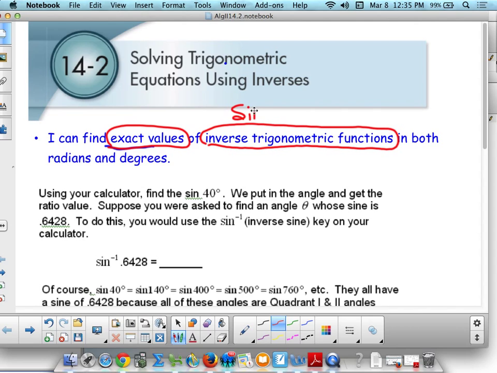I'm going to ask you this question. Something like that. What is the inverse sine of 1 over 2? Which means, when will the opposite side be 1 and the hypotenuse be 2? What angle does that for us? Does anybody know? Nobody?